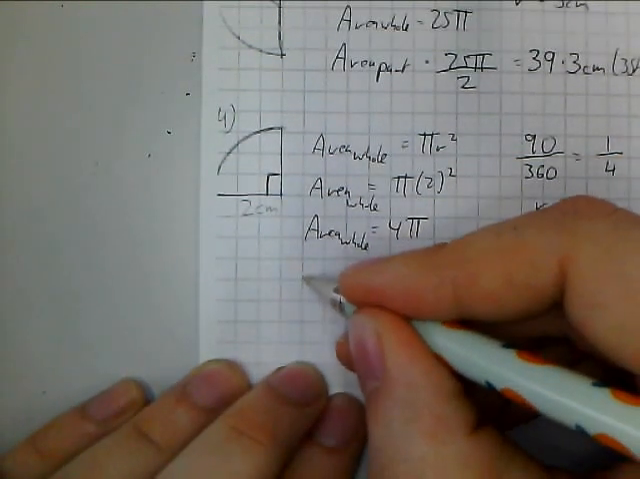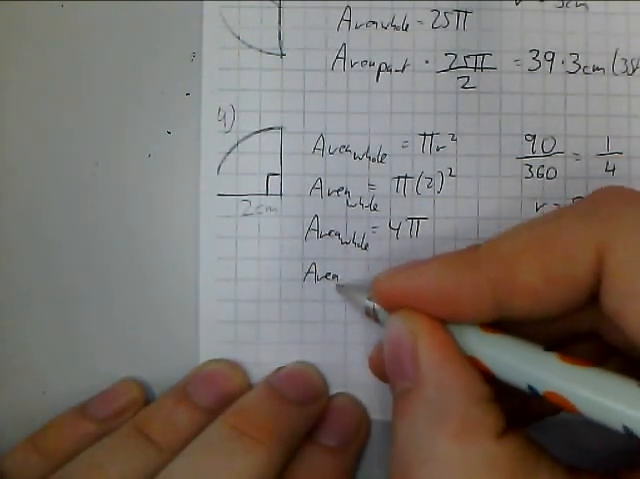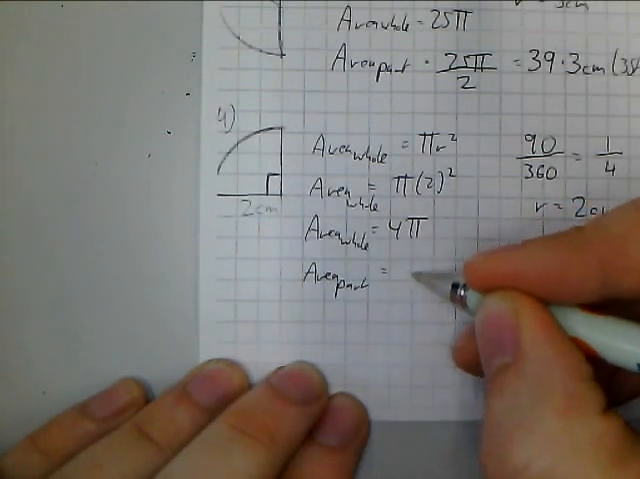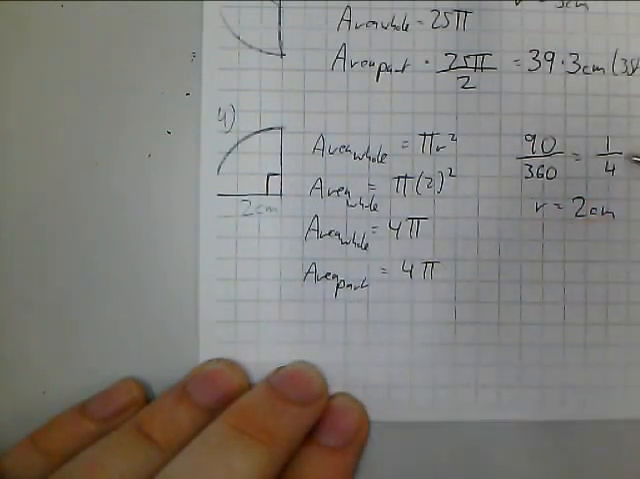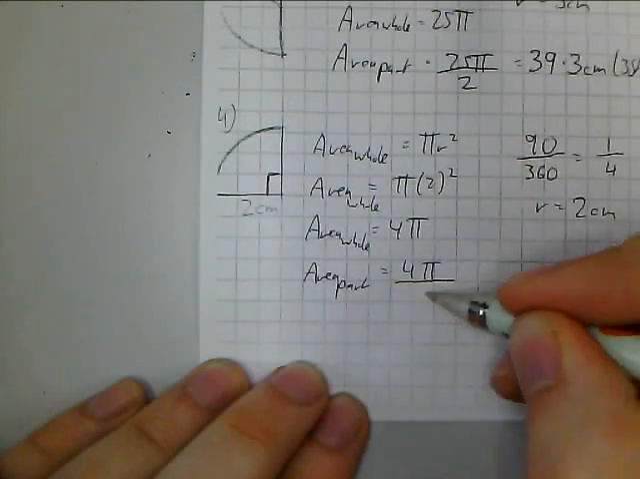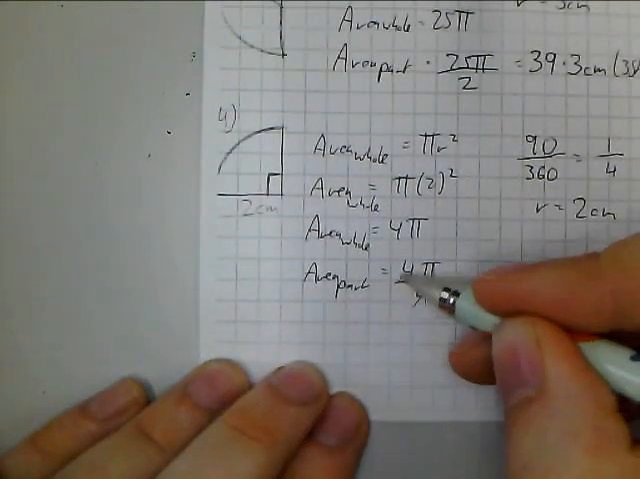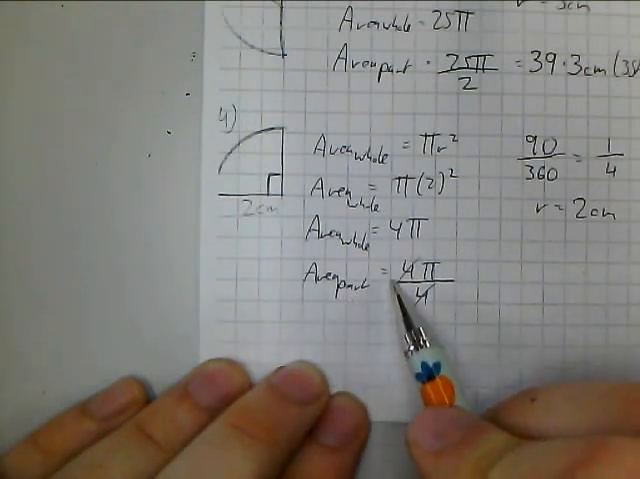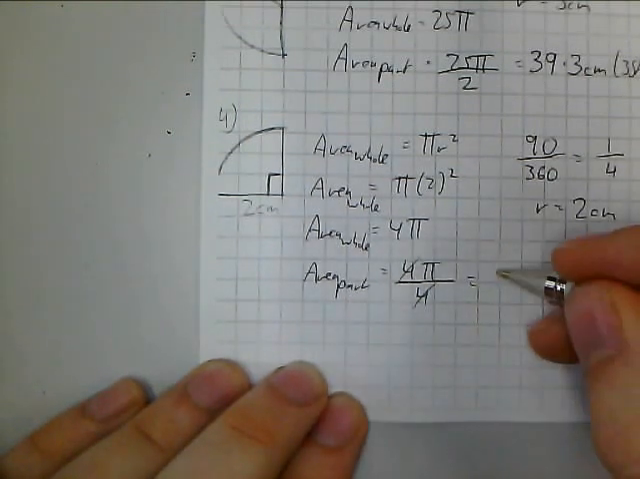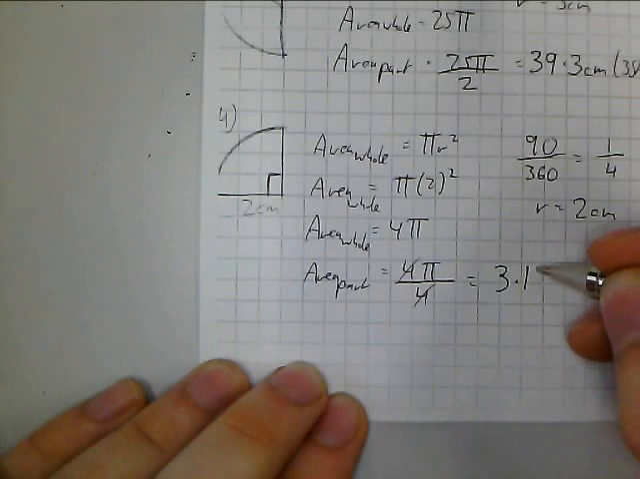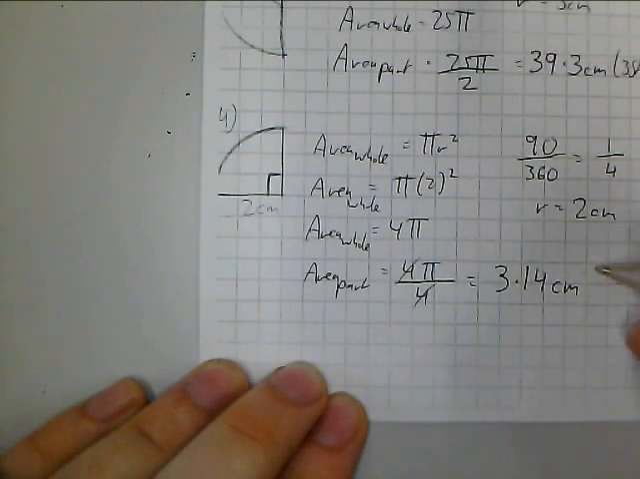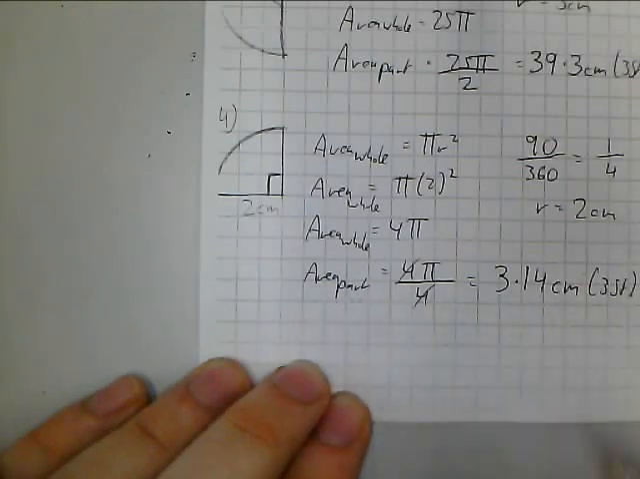So then here the area of the part is going to be 4 pi multiplied by a quarter, which is just over 4. Okay, and here I can see these are going to cancel. So I've just got area of the part is pi, which is equal to 3.14 centimetres. Just 3 significant figures. Okay, so I didn't even need a calculator at all for this question.